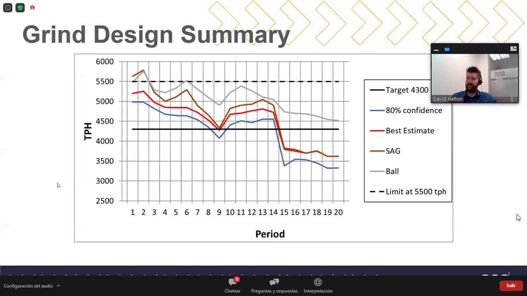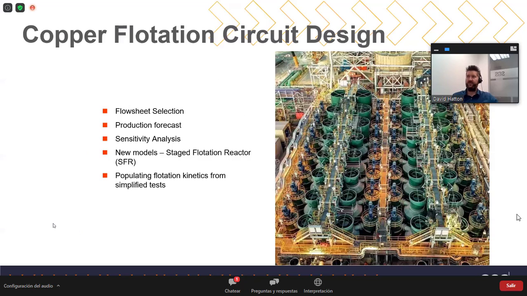And so we can play around with this and we can vary various parameters. This is going to a 90% confidence. So to be more confident, obviously our results are going to go a little bit less in terms of the 90% confidence on throughput. Okay, now I'm going to get into the flotation circuit.